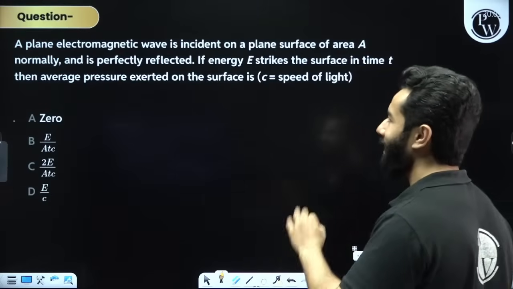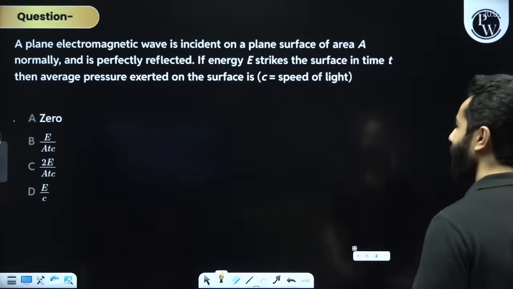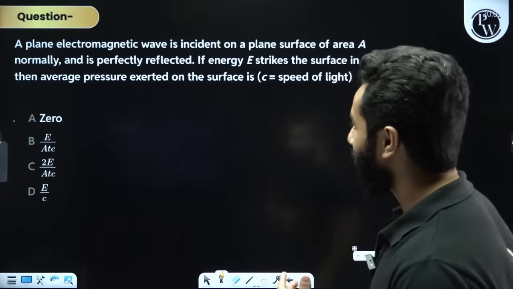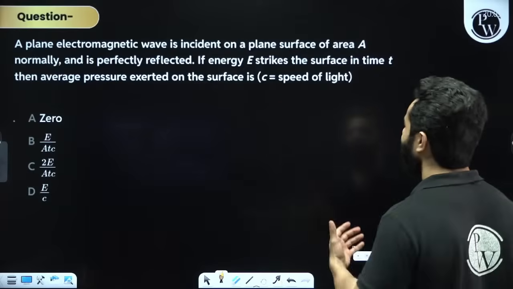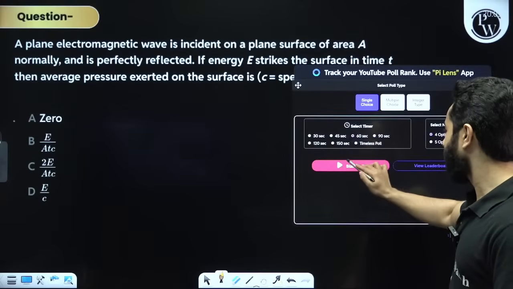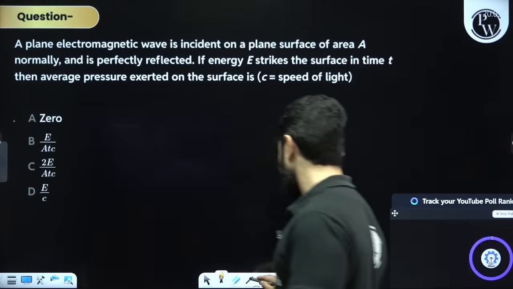Question says a plane electromagnetic wave is incident on a plane surface of area A normally and is perfectly reflected. If the energy E strikes the surface in time t, then the average pressure is... Let's start. Let me tell you what they are trying to say.